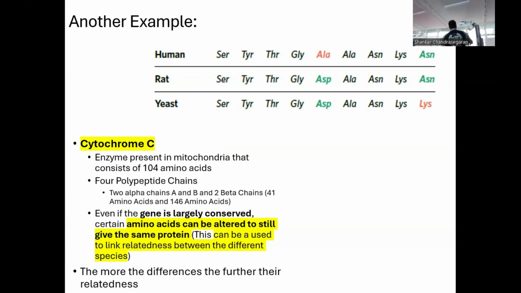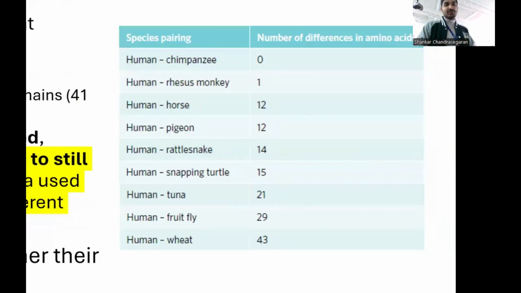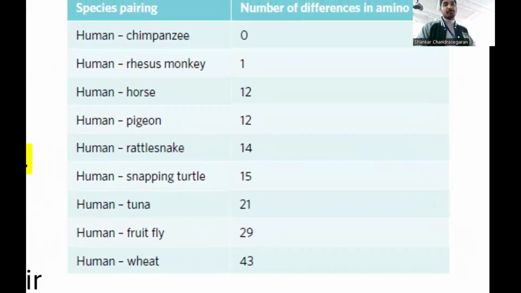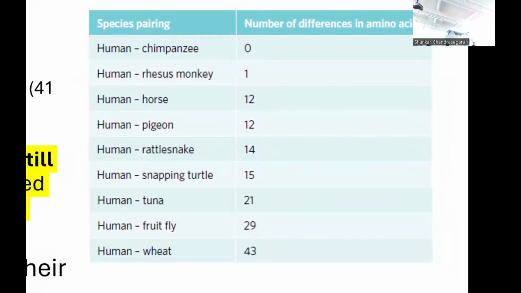So the more differences there are, the further the relatedness. Okay, I'm going to go it the other way. The fewer the differences they have between each species, the more closely related they are. In fact, we have studied it here already, and as a result, we already know which species are closely related to humans, right? By comparing these different amino acid sequences for the same conserved gene, you can see that between humans and chimpanzees, there's no differences. So we are most closely related to chimpanzees.